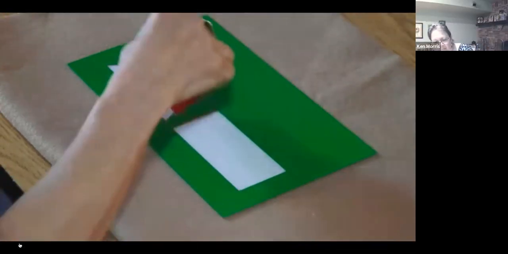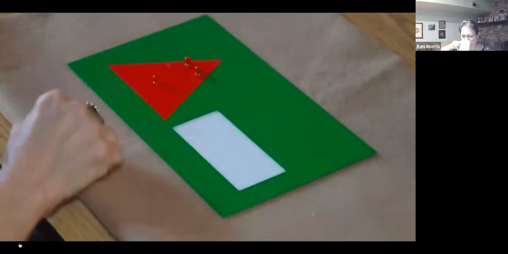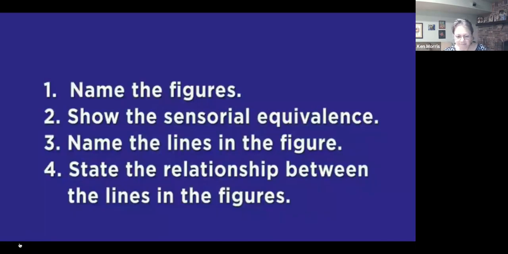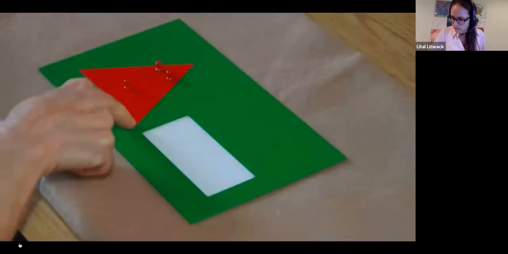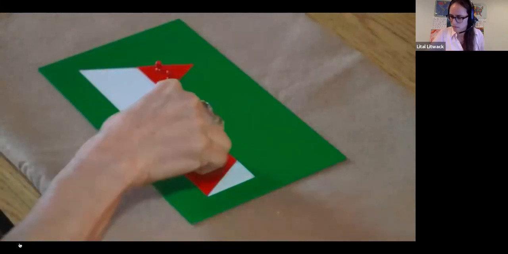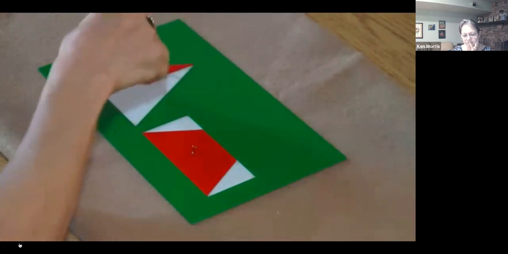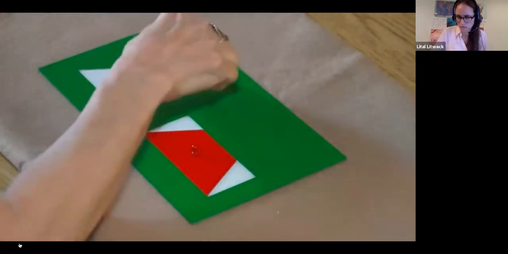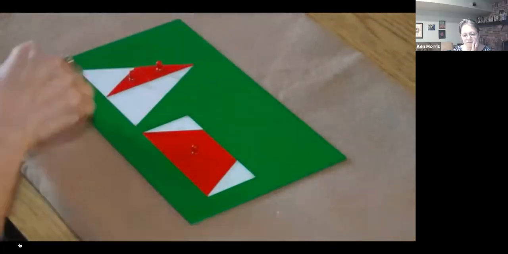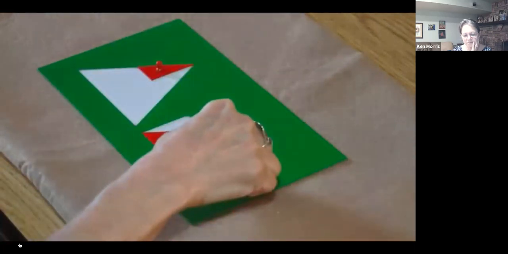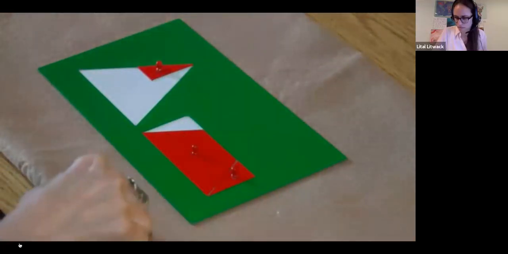That was step 3. Step 4, this is where we make a statement of the relationship between the lines in these two equivalent figures. The base of the triangle is equal to the base of the rectangle. The height of the triangle is twice the height of the rectangle.